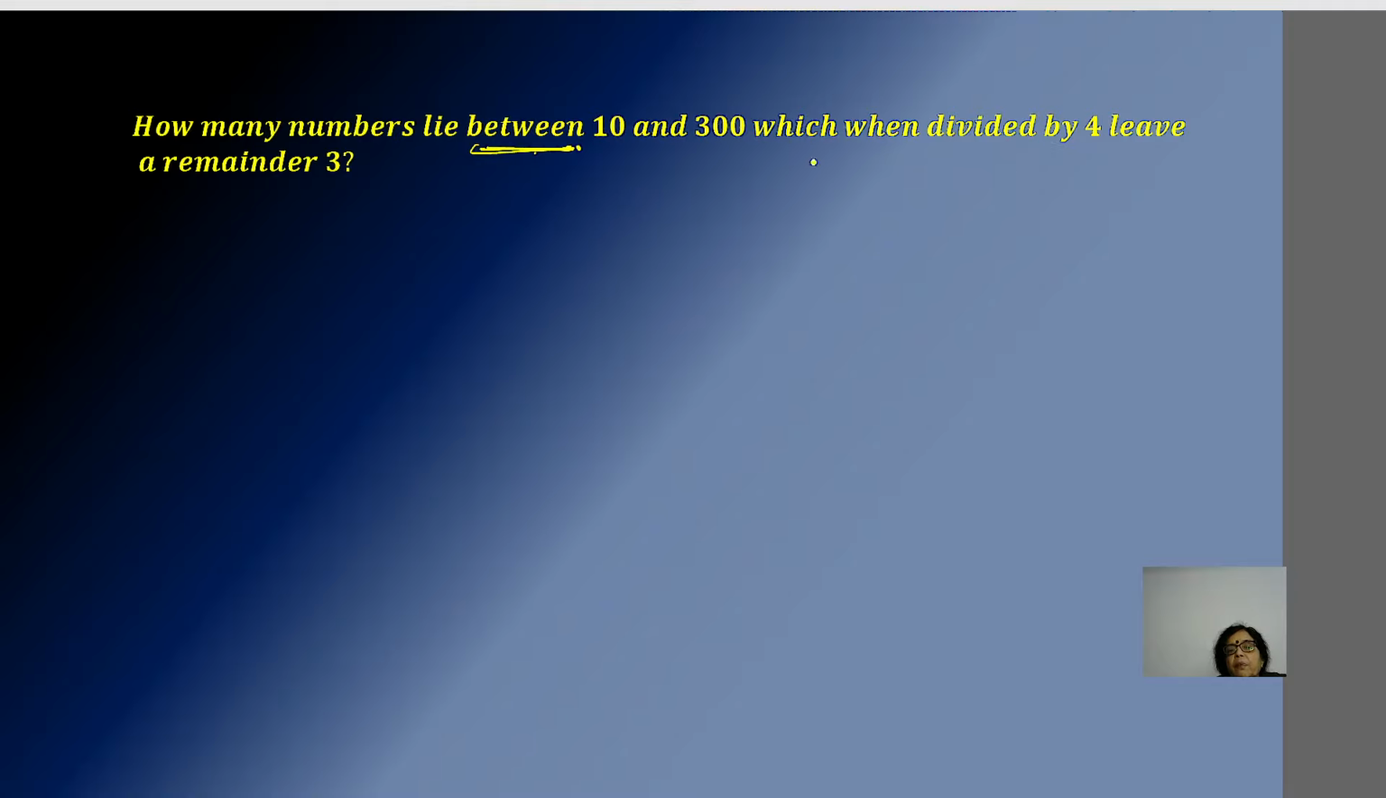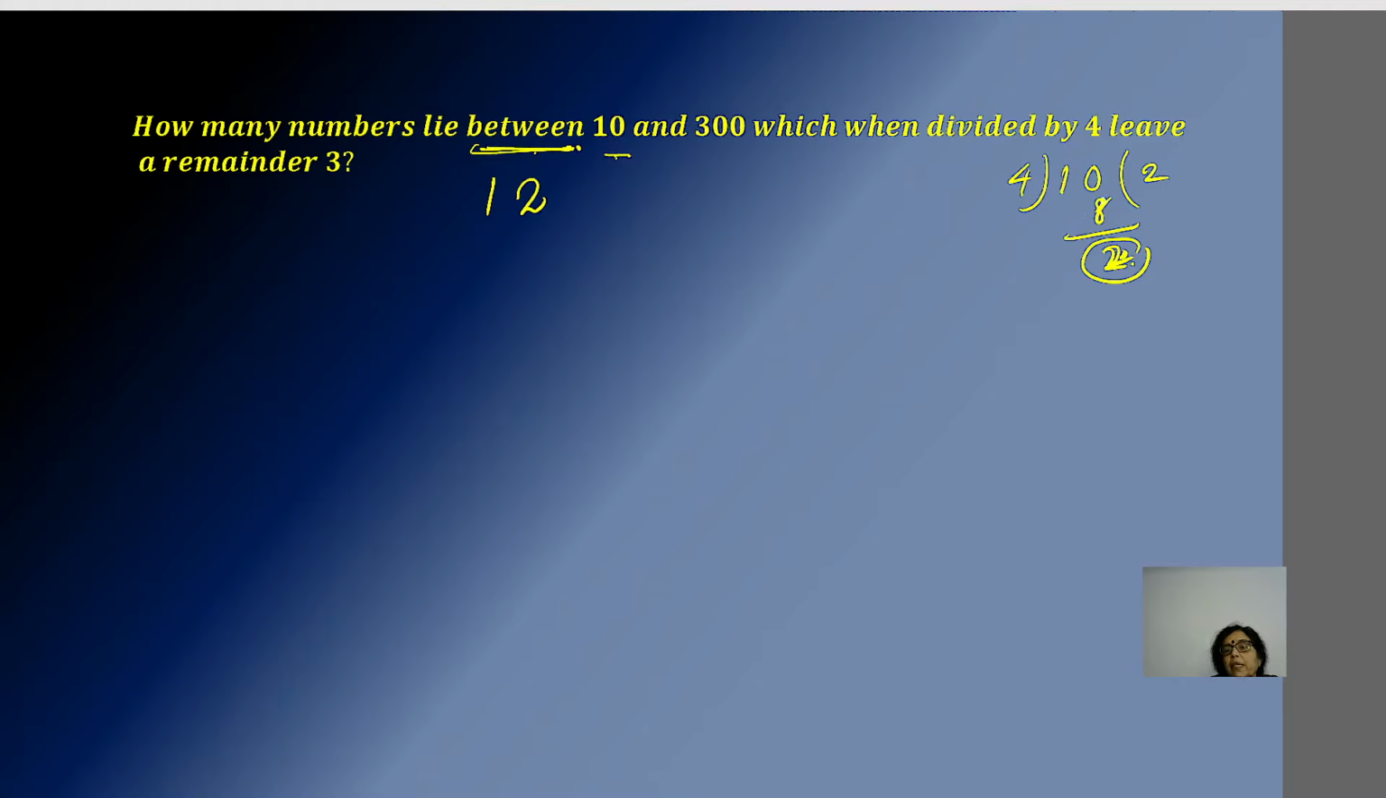So let us take the first number now. This is a small number, 10. If we choose 10, it's not divisible by 4. What is the remainder that we get over here? 4 times 2 is 8, the remainder is 2. So we simply need to add 2 to make it divisible, which becomes 12. But we have to get a remainder 3 over here, and with 10 we get a remainder 2.